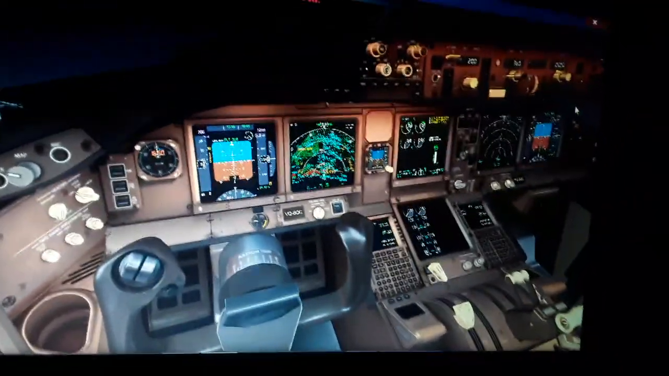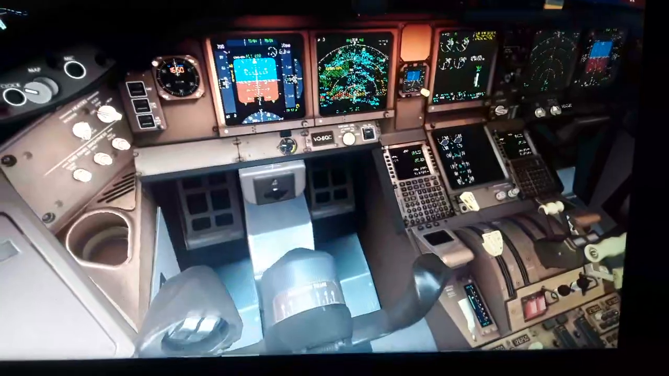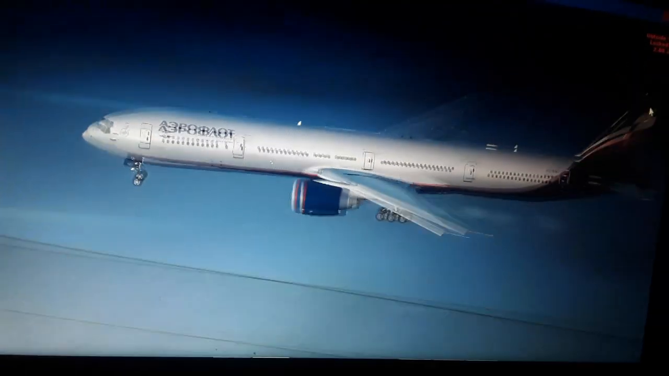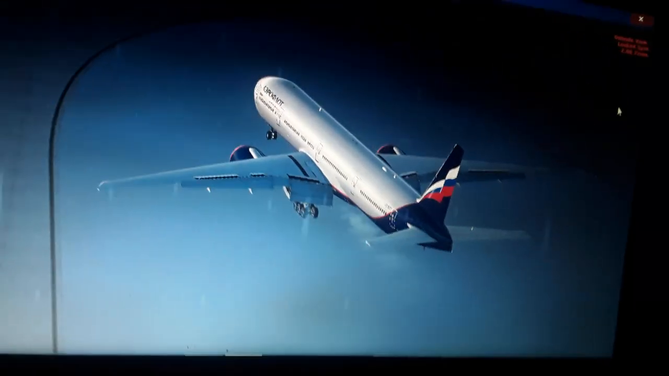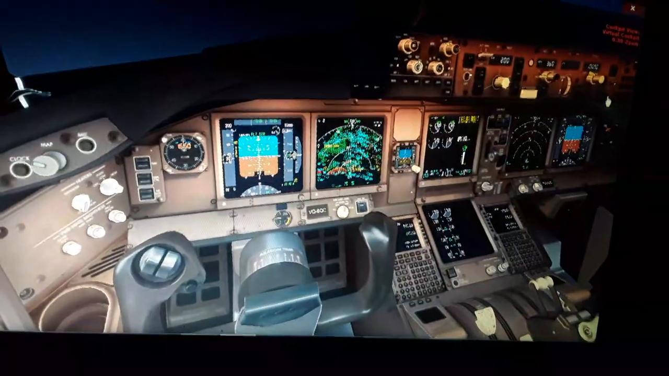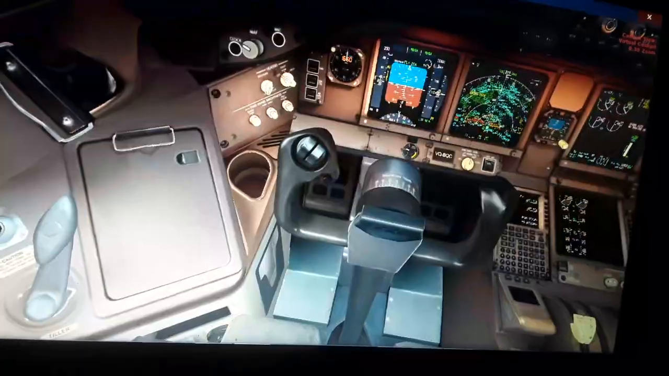Yes, this is an hour. So you can see inside the aircraft. You can see again I'm using the controls. This is the outside view. Hope you like it. So I'm going to start now the explanations of the systems. You can see the overhead. You can see also the outside view.